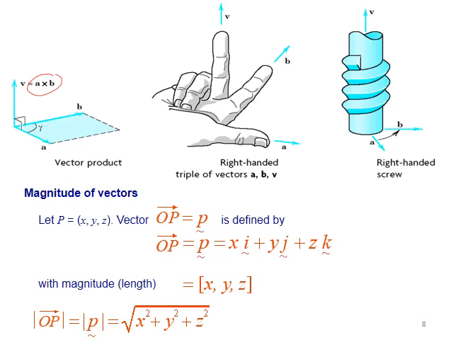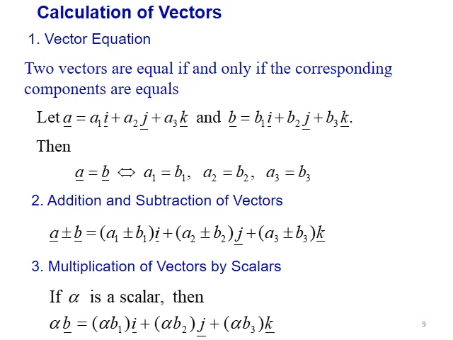Okay, it's used in designing the screw. Now if we have any vector P, as an example, which has x, y, z, and is represented this way, xi plus yj plus zk, so we have a three-dimensional vector. Now its magnitude will be the square root of x squared plus y squared plus z squared. You can see here, this is the magnitude.